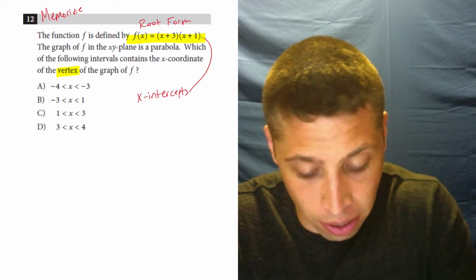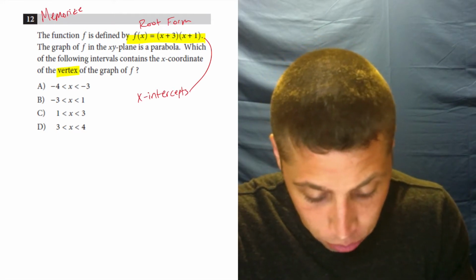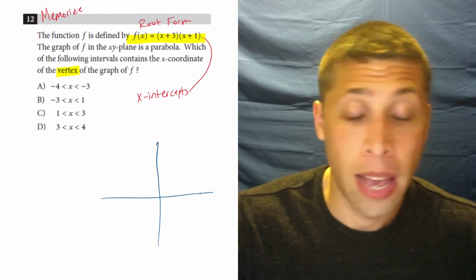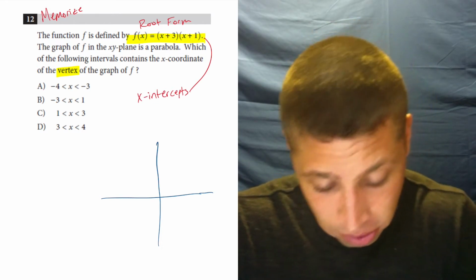So we're going to sketch a very quick graph here. We don't do this very often on the SAT. Very rarely are we graphing. And when we do graph, we don't need to get carried away. Just put some things here.